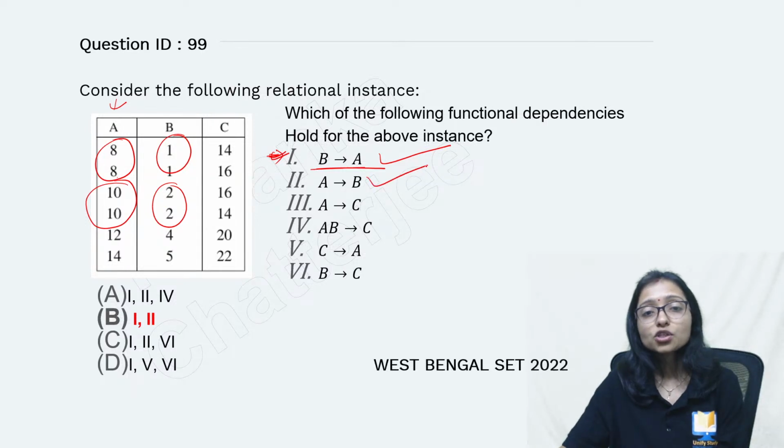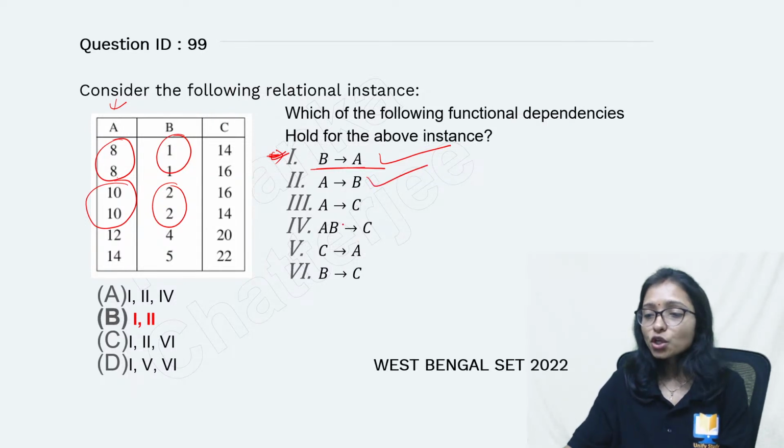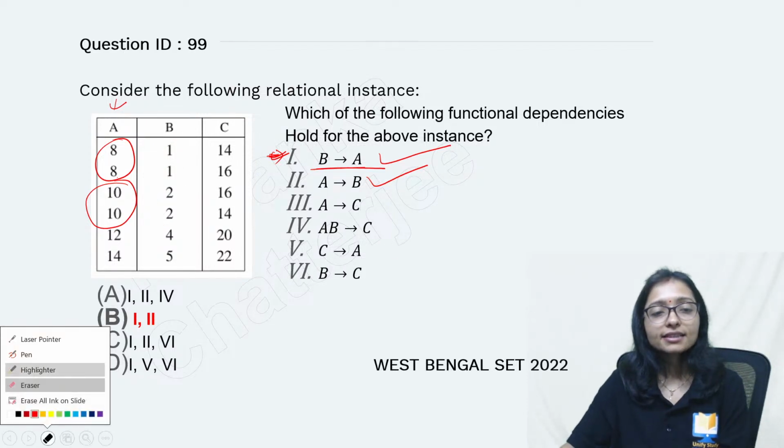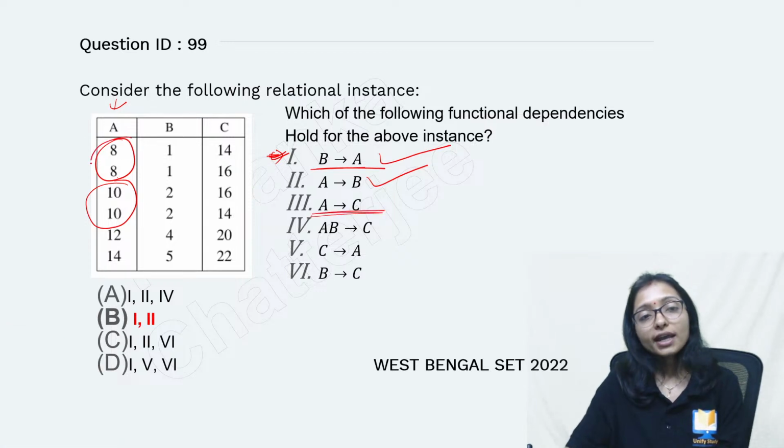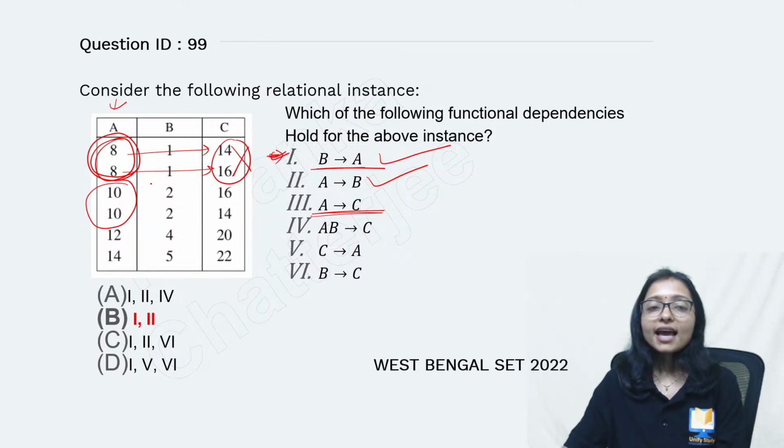That's why this is also holding. This is also holding. No problem. Now the third one: A implies C. The third one is telling you A implies C. Is it holding or not? For A, same values 8, 8. Here you can see 8 is telling 14. Here 8 is telling 16. It is creating a clash.